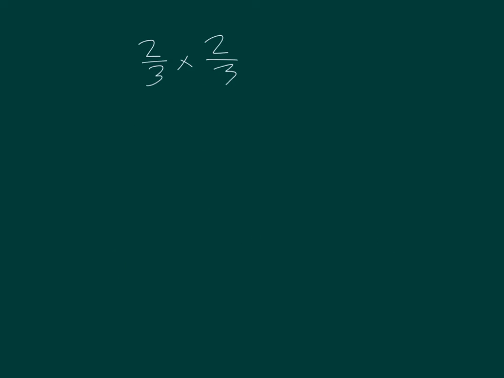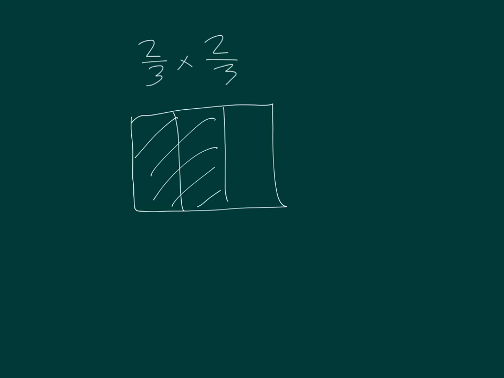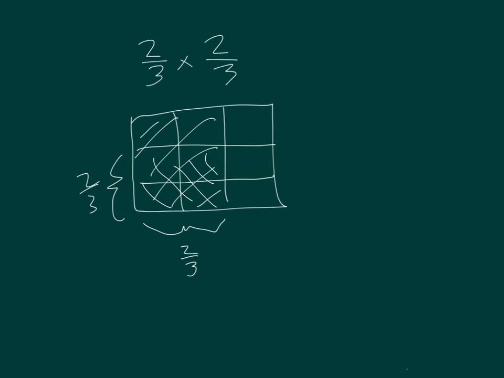Let's solve 2/3 of 2/3 by drawing a rectangular fraction model, and then we'll write a multiplication sentence. 2/3 times 2/3. There's 2/3. And then another 2/3. 2/3 of 2/3 is 1, 2, 3, 4. Four-ninths.